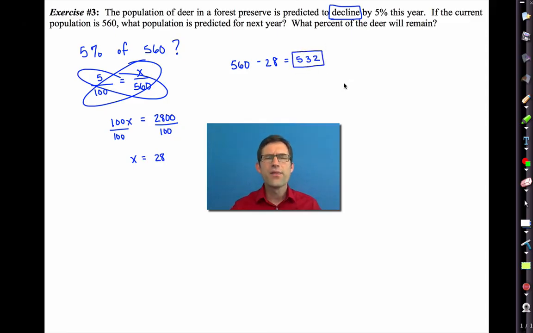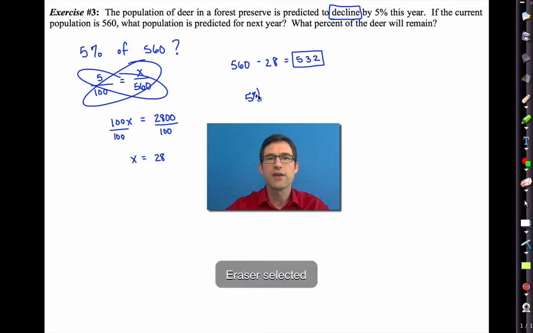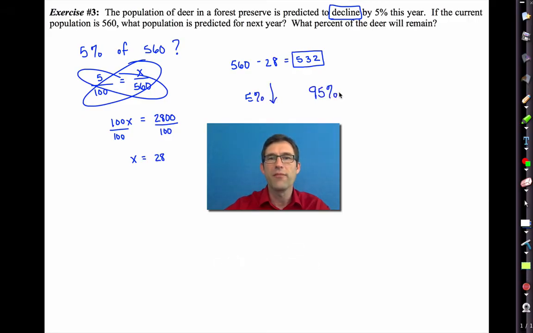Now, the second question is actually very, very important, especially for future lessons. If we go down by 5%, then that means that we have 95% remaining.